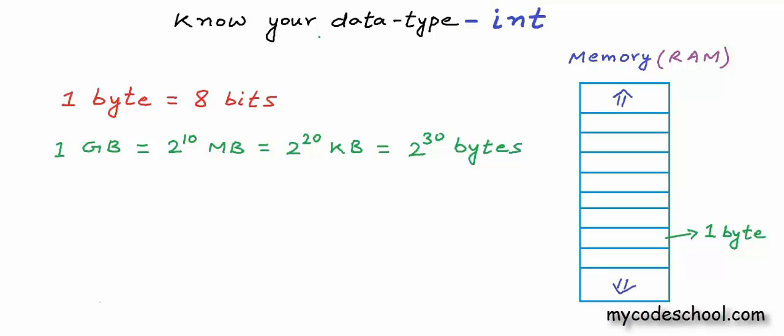In a typical architecture, each byte in the memory would have an address. Let's assume that somewhere deep down here, we have a byte with address 1, and the address is increasing as we go towards the top. Let's assume that this particular byte has address 200. So the next byte would have address 201, and the next one would be 202, and the next one would be 203, and we will go on like this.